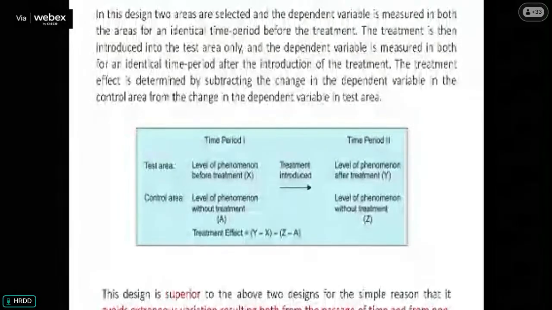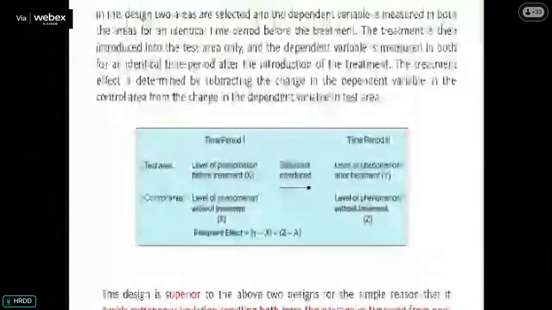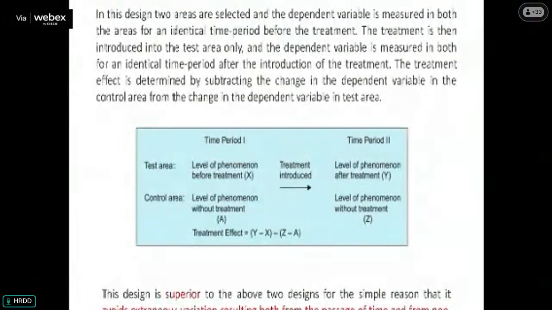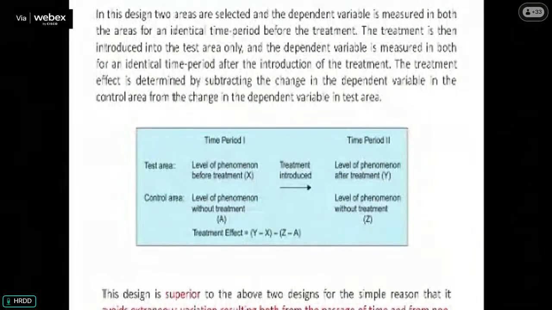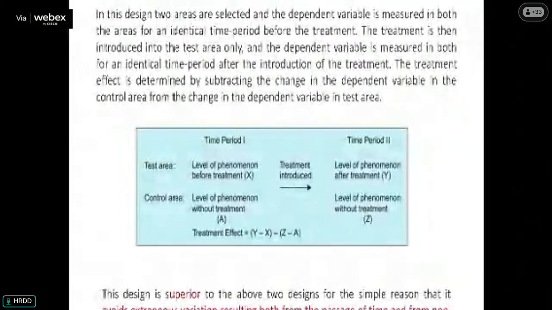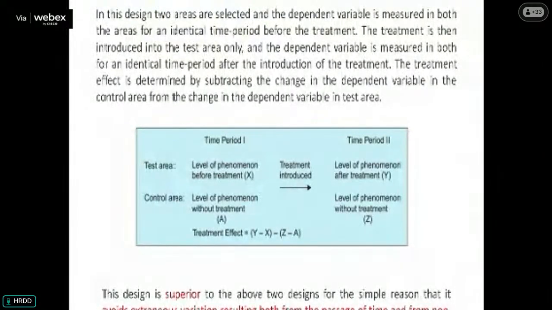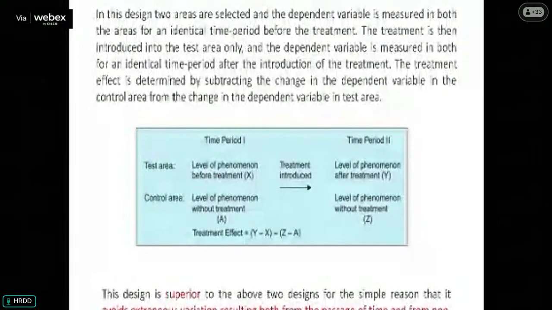So there is a test area, there is a control area. The level of phenomena before treatment is measured, and then the treatment is introduced, and the level of phenomena after it is measured. So what is this? This is y minus x. This is the test area result. Similarly, in the control area the level is A initially, and after that, without treatment, it is Z. Then Z minus A is the control. So if you take experiment minus control, what you get is the treatment effect.